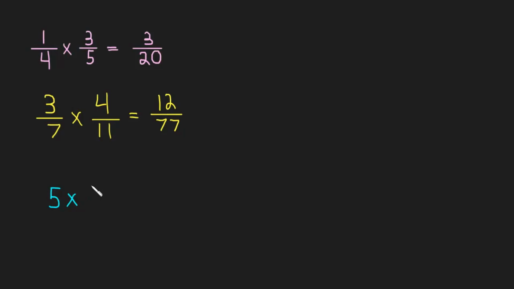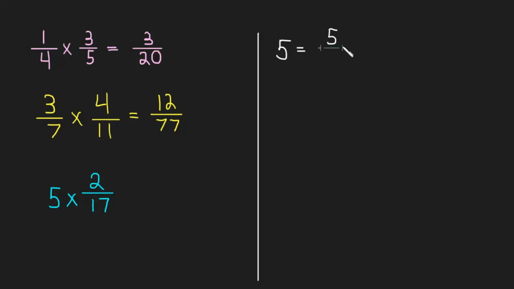Okay, what happens if we have just a single number times a fraction? So let's do like 5 times 2 over 17. So now we don't have a fraction. We have just a number times a fraction. Well, let me pull you aside for a second and just tell you that 5 is equal to 5 over 1.